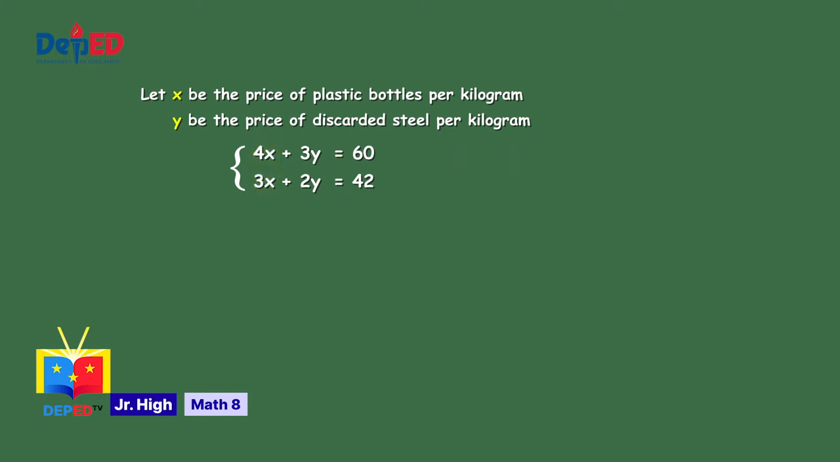We can multiply both sides of the first equation by positive 3 and both sides of the second equation by negative 4, such that the coefficients of x are 12x and negative 12x respectively. Again, we did not really change the equations that much since we used the multiplication property of equality.